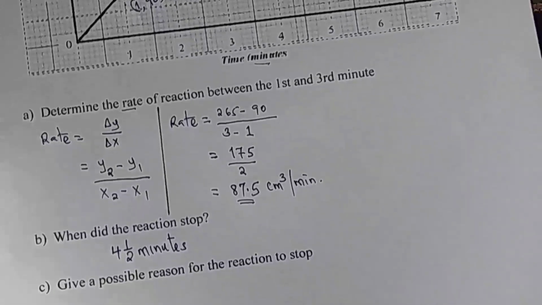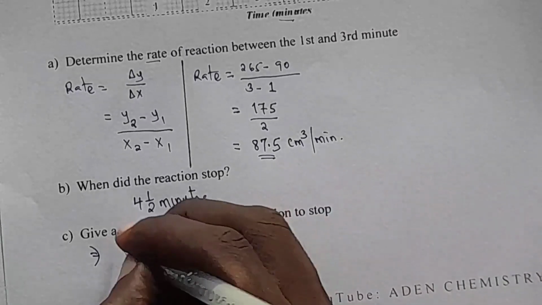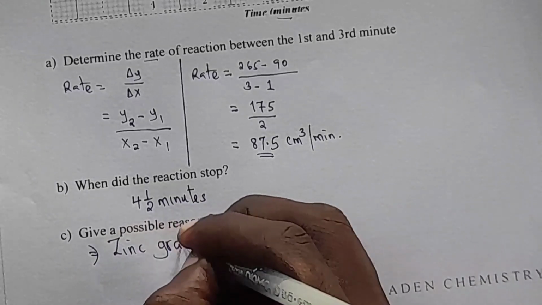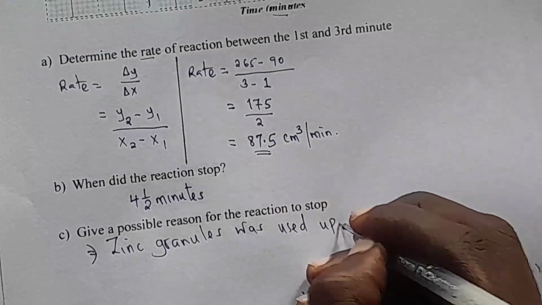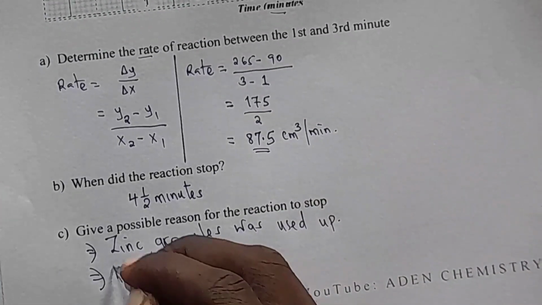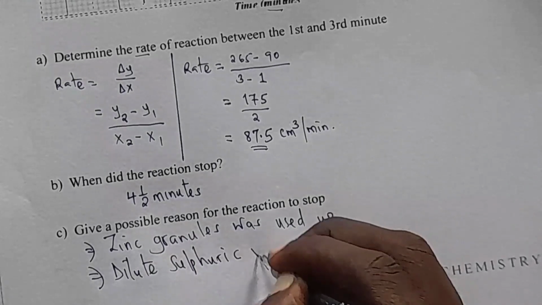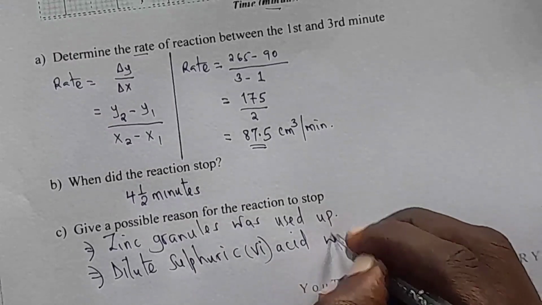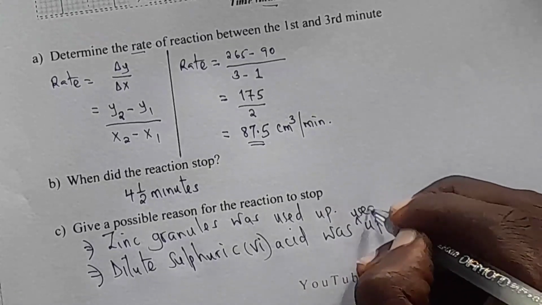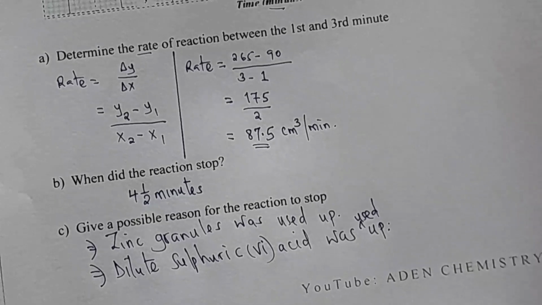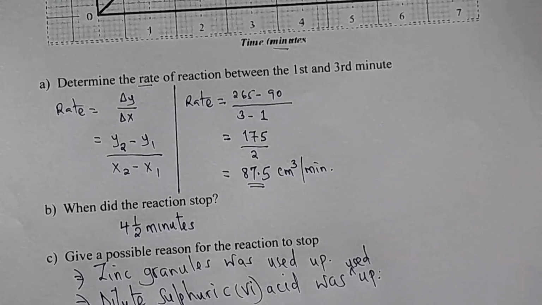So our answer, we are having 2 possible reasons there. The first reason will be zinc granules was used up. Or we can have point 2, even we can say dilute sulfuric acid or sulfuric acid was used up. We said if one of the reactants is used up, that means the reaction will be in completion. So next we are going to go to the third question.